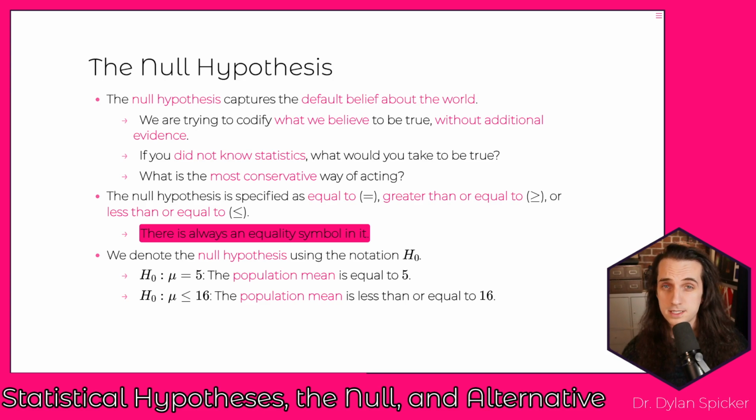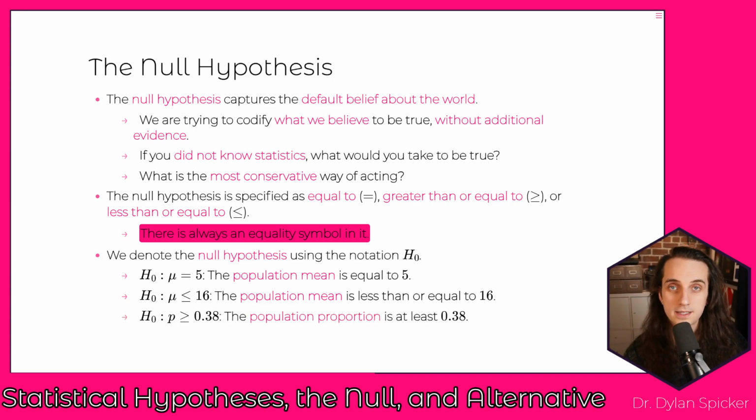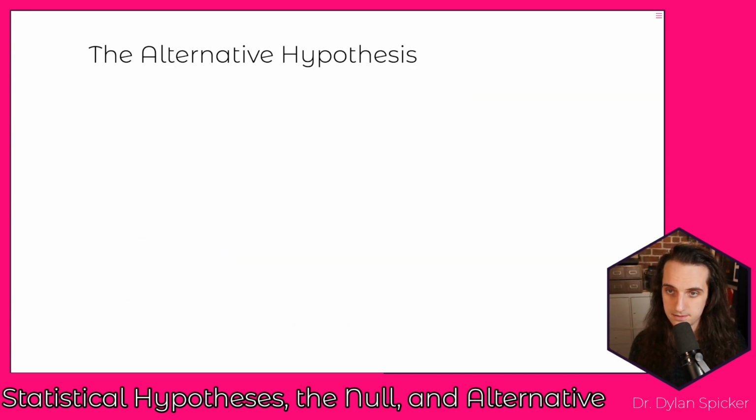We might say that the null hypothesis is that the population mean is less than or equal to 16. Again, this is an acceptable null hypothesis. It has the equality sign there. We might say that the null hypothesis is that the parameter value is greater than or equal to 0.38. All of these are valid null hypotheses because they are statements about some population parameter, which is the first piece that we require. They're comparing it to some value as the second piece, and they all have the equality sign in them: equal, less than or equal to, greater than or equal to. So these are all valid null hypotheses.